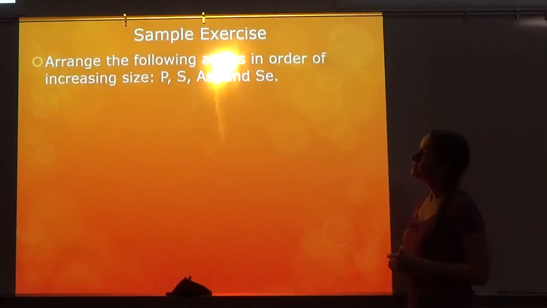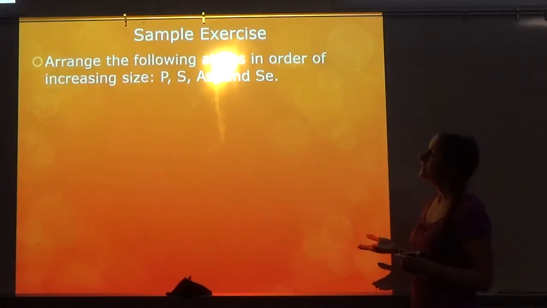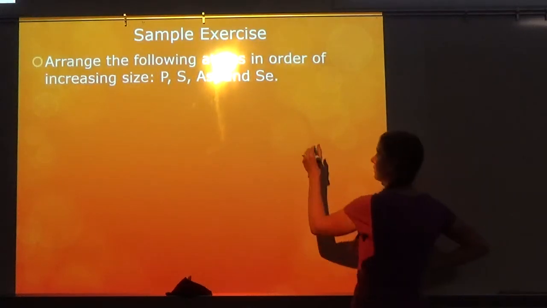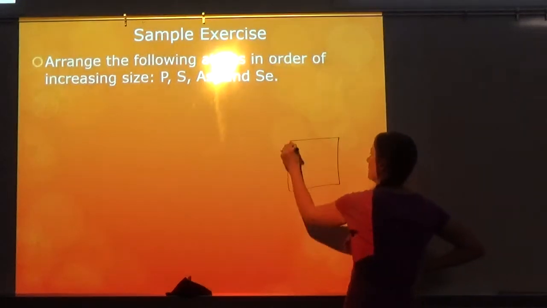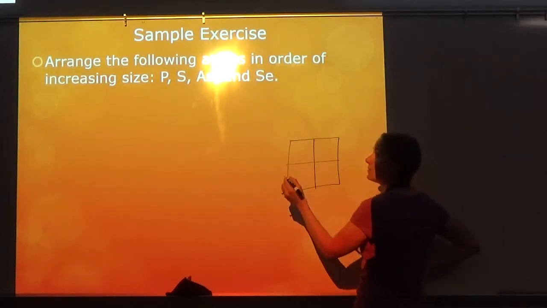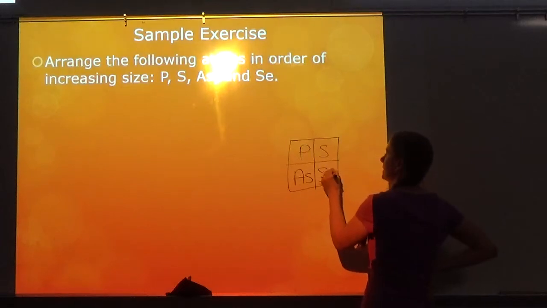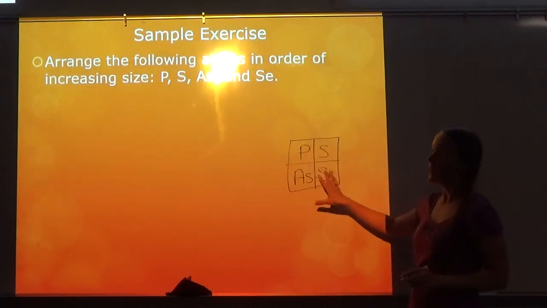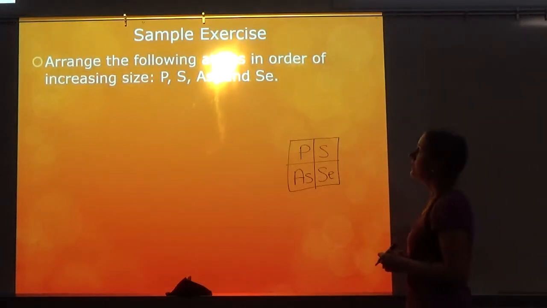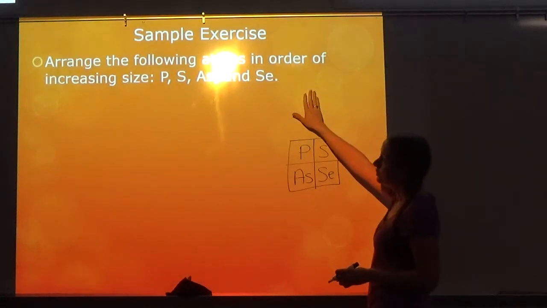So, sample exercise. It says, arrange the following atoms in order of increasing size. So we have P, S, As, and Se. Thankfully here, if you don't have a periodic table, I'll just throw these up real quick. So we have P, S, As, and Se. They're in a block of 4 right here. So it says put them in order of increasing size.